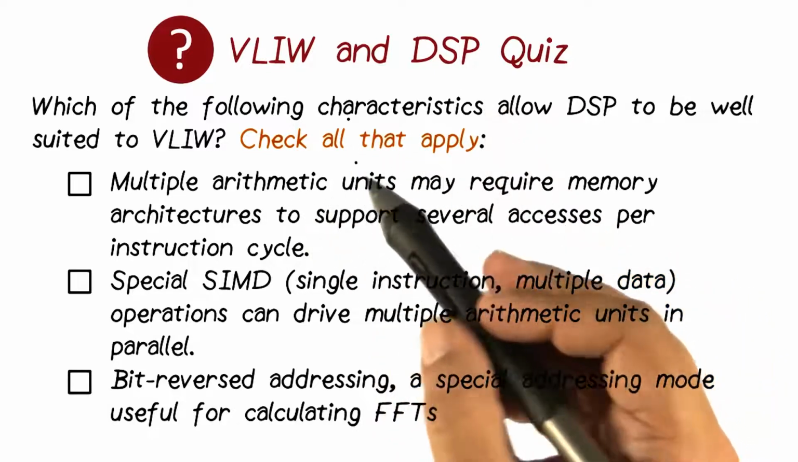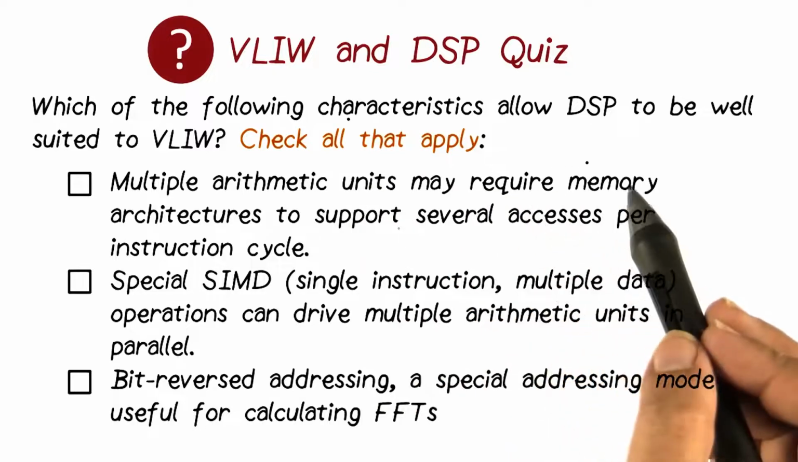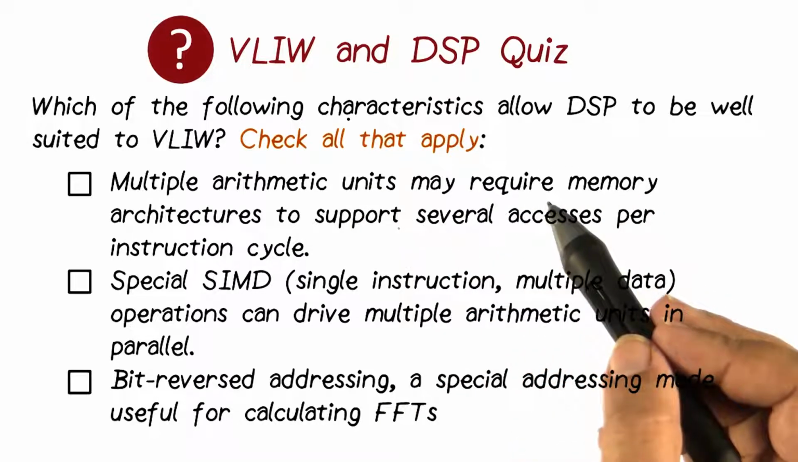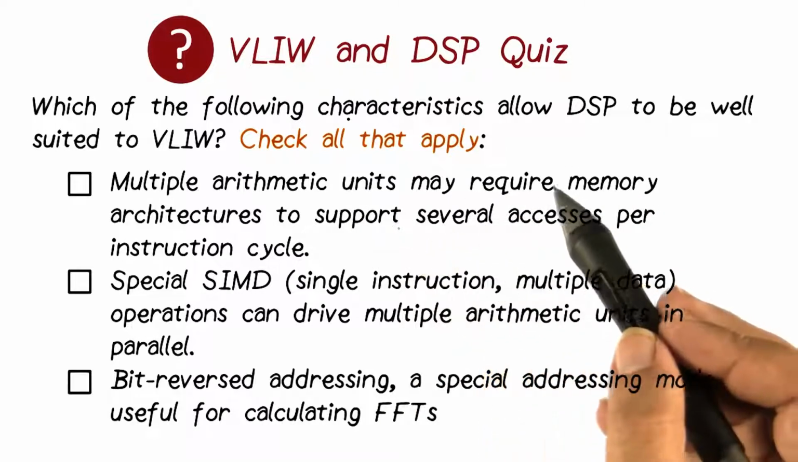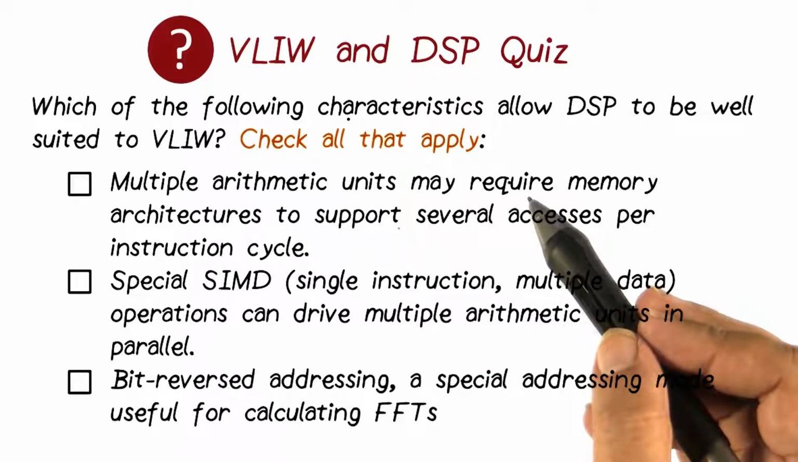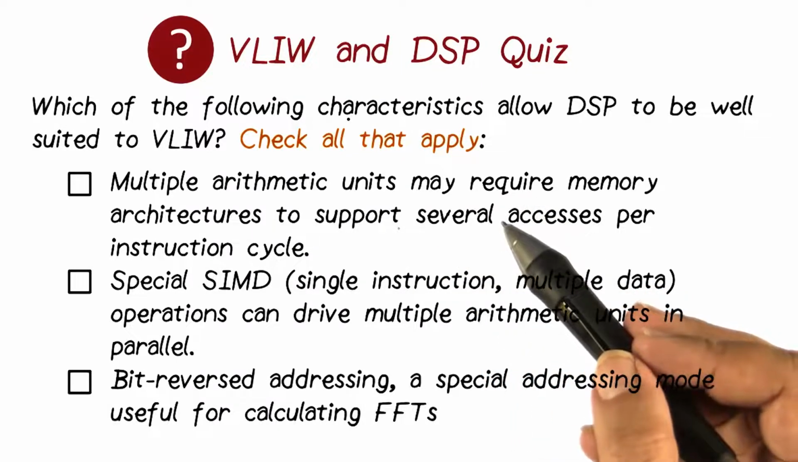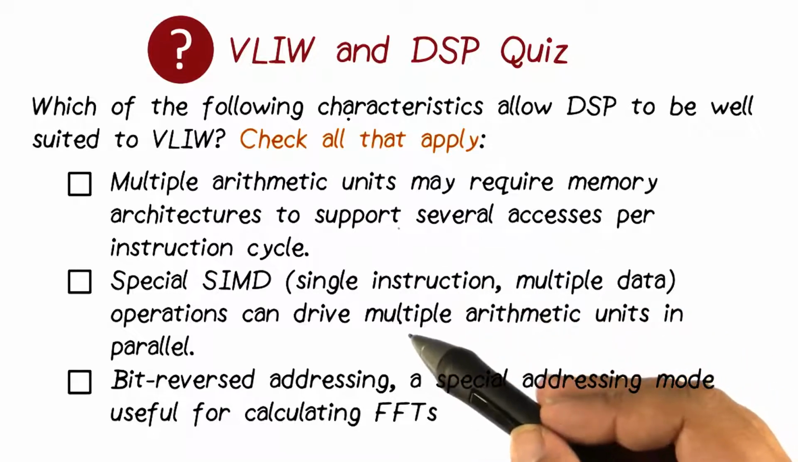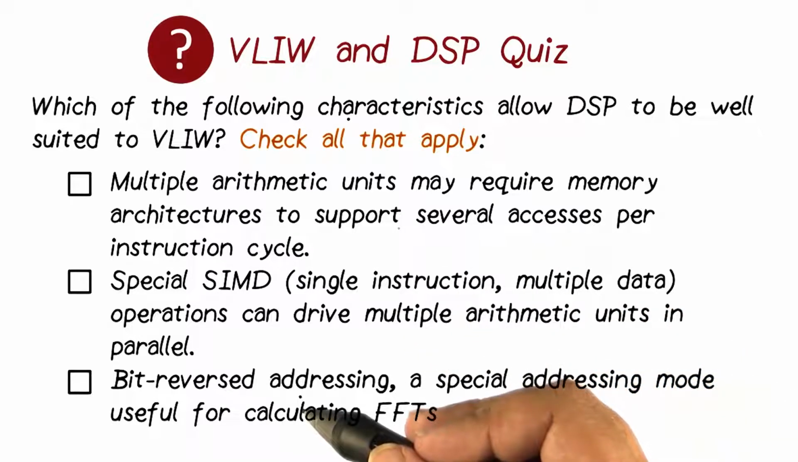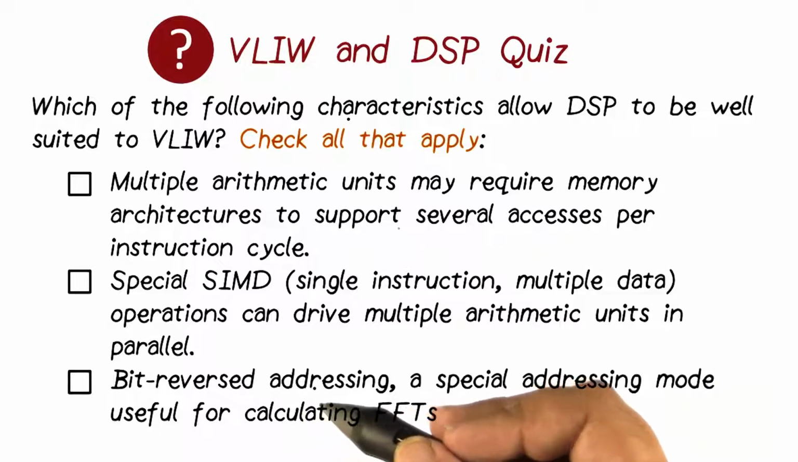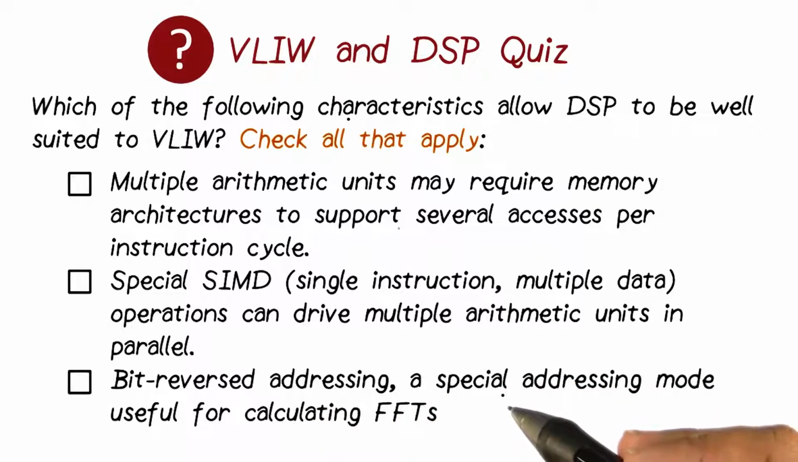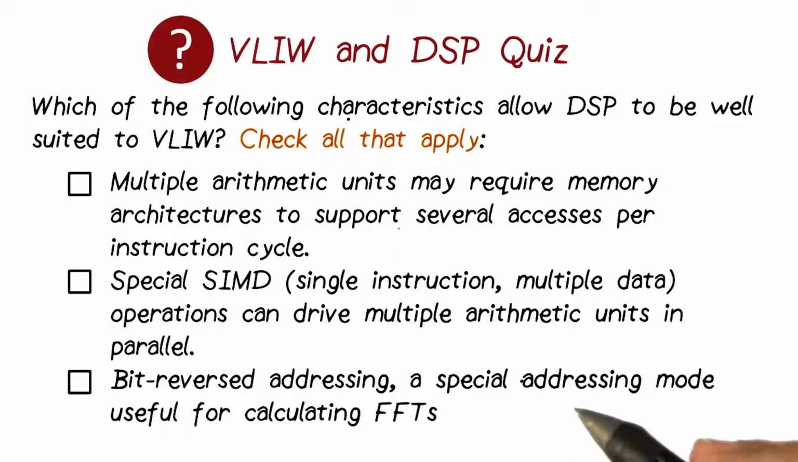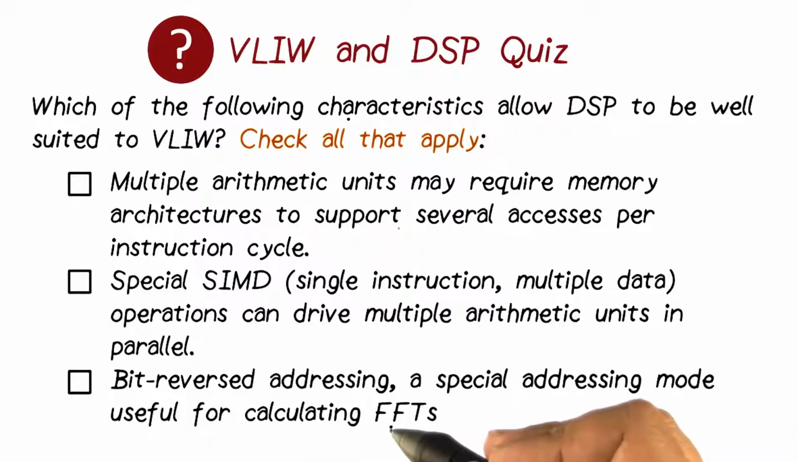So the first question is, multiple arithmetic units may require memory architectures to support several accesses per instruction cycle. Is that true for DSP processing? The second question is, simple SIMD operations can drive multiple arithmetic units in parallel. The last question that we want to address is, what about bit reverse addressing? What is bit reverse addressing? This is a special addressing mode useful for calculating FFTs.